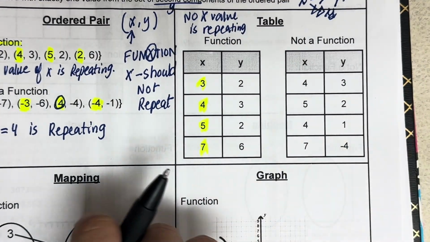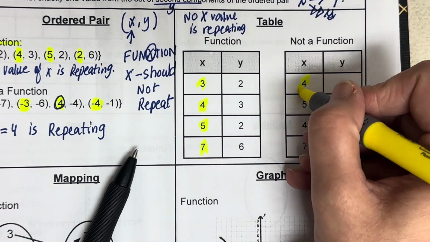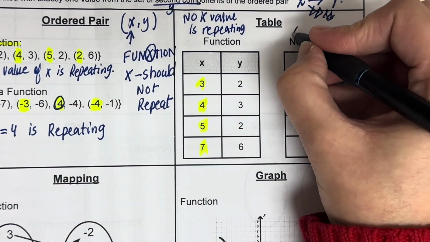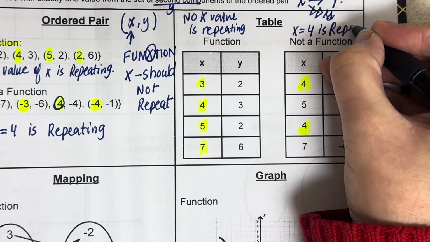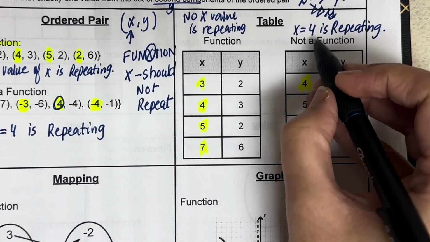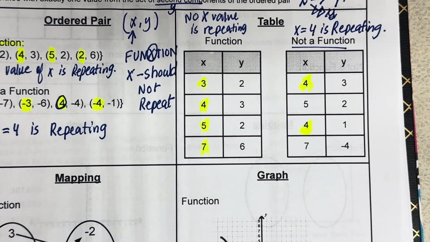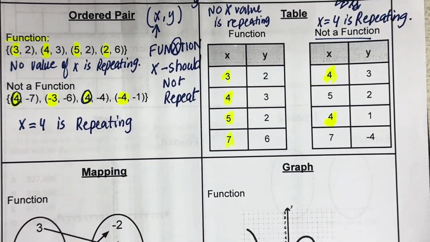If it's not a function, let's see which value of x is repeating. 4, 4. So again, x equals 4 is repeating. You should always know the reason, which value of x was repeating, if you have a not a function. So ordered pairs and tables are pretty much very easy.